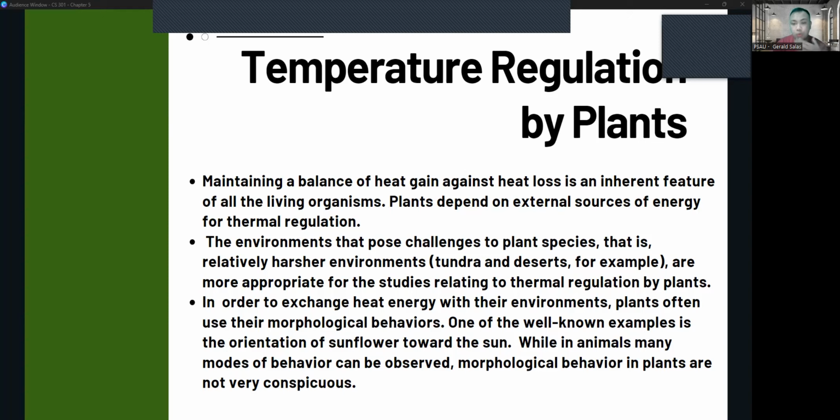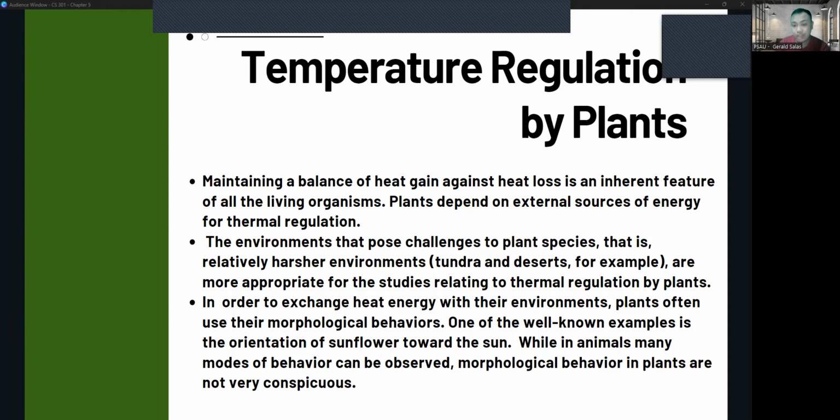So these are phototrophic organisms wherein they face kung nasaan yung light. Now, ang ginagawa ng mga halaman pagdating dito is they depend on external sources of energy for thermal regulation. So example, the environments that pose challenges to plant species, that is relatively harsher environments at yung mga tundra and experts, are more appropriate for the studies relating to thermal regulation of the plants.